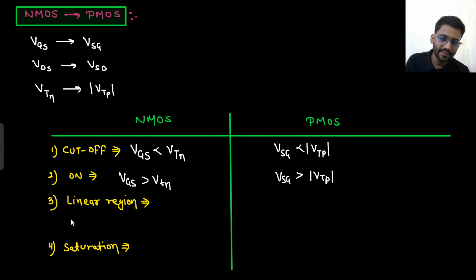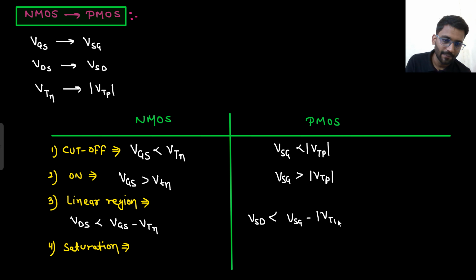What was the condition for the linear region? VDS should be less than VGS minus VTN. What will be the condition for the linear region here? VSD should be less than VSG minus mod of VTP. What will be the condition for the saturation region here? What was the condition? VDS should be greater than VGS minus VT. Here, VSD should be greater than VSG minus VT.